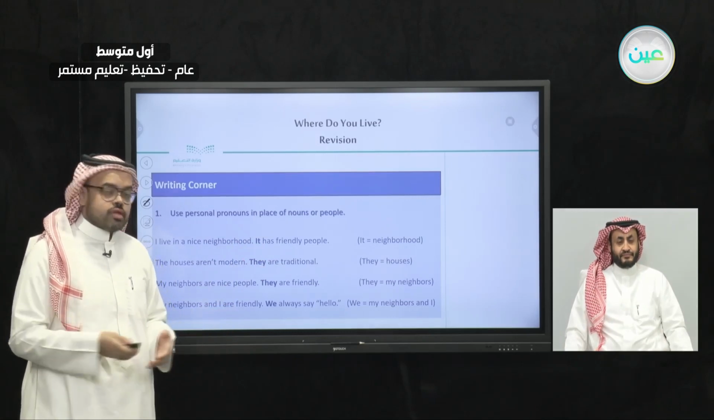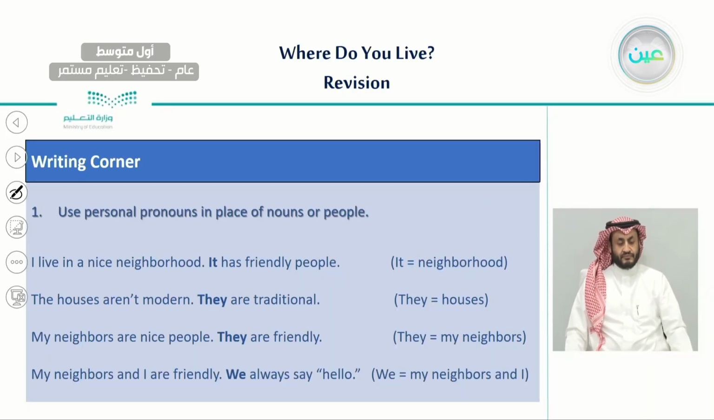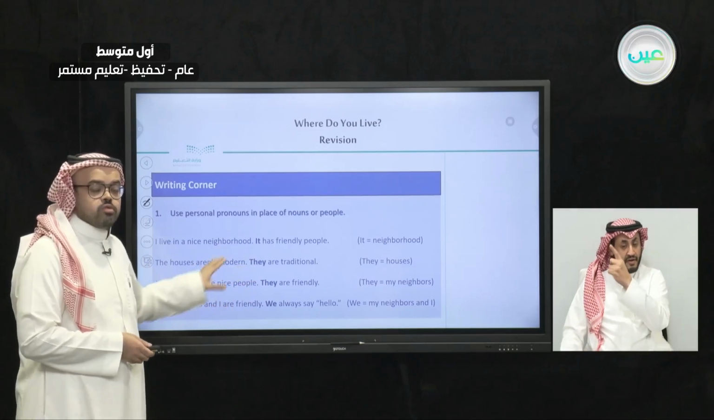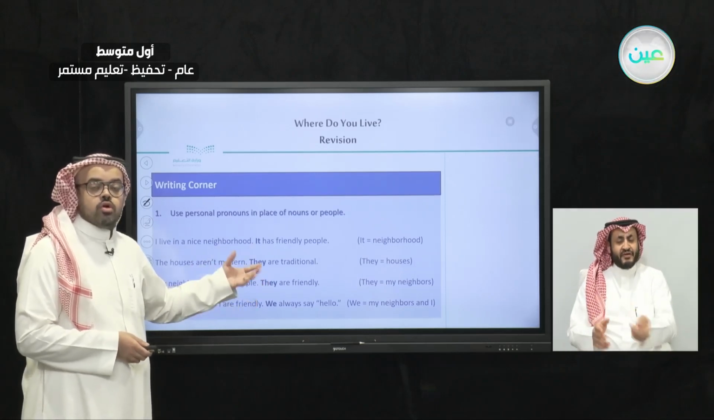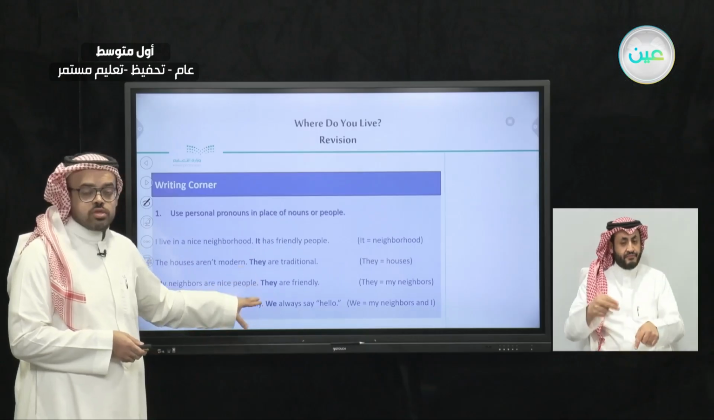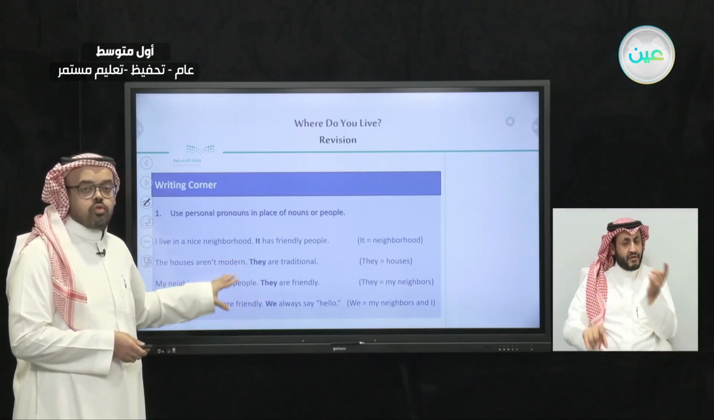Let's see another example. The houses aren't modern. They are traditional. So here is another personal pronoun. Instead of mentioning the houses again in these sentences, we mention they as a personal pronoun. Also, my neighbors are nice people. They are friendly. Here is also a personal pronoun, which is they. We can mention they whether for houses or for people.